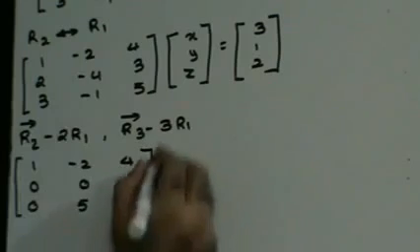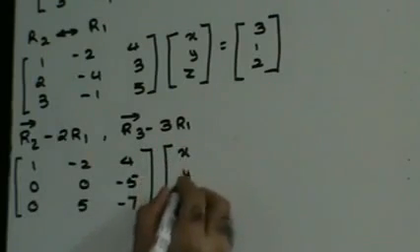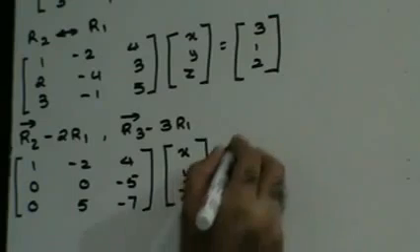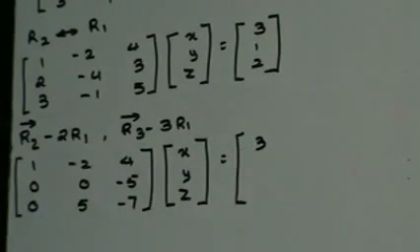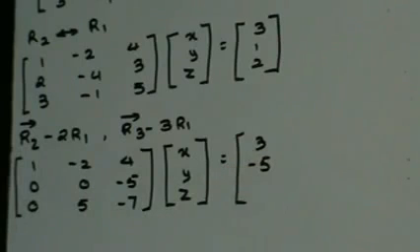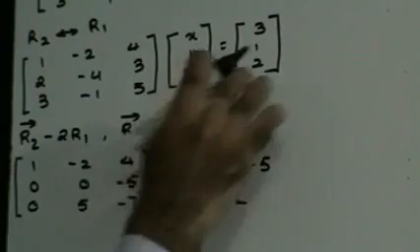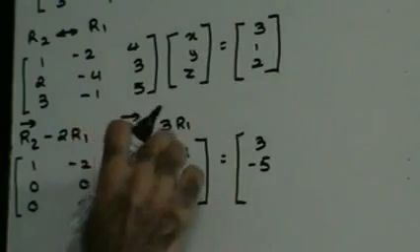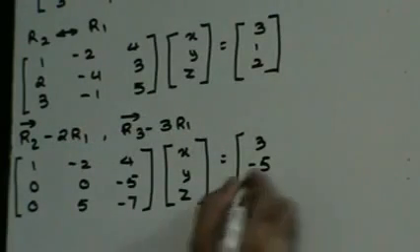So you will get x, y, z equal to 3. Now R2 minus 2 R1. R2 is 1 minus 6 minus 5. Then similarly you have 2 minus 9 minus 7.